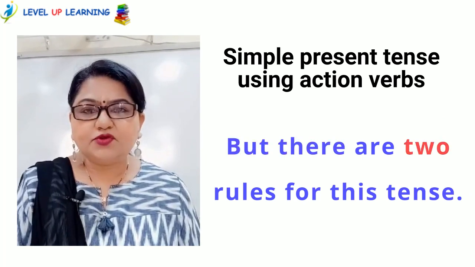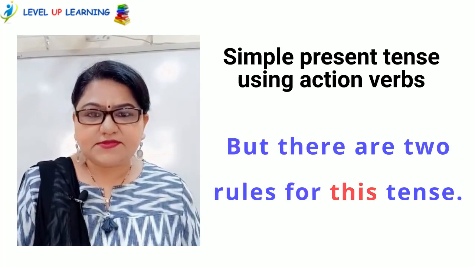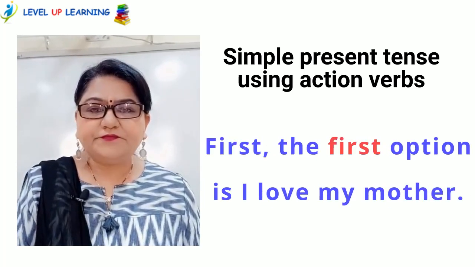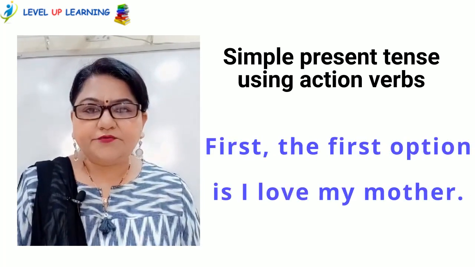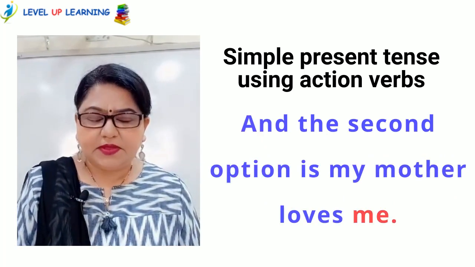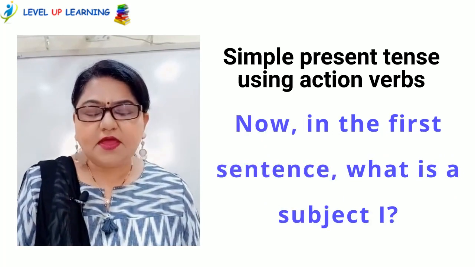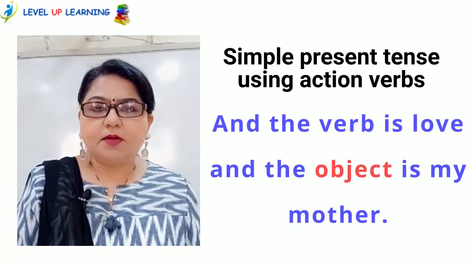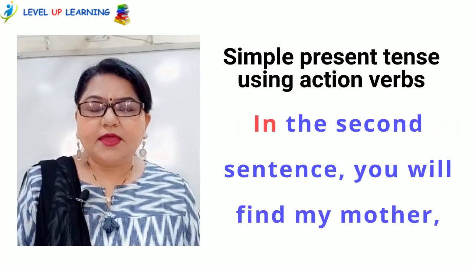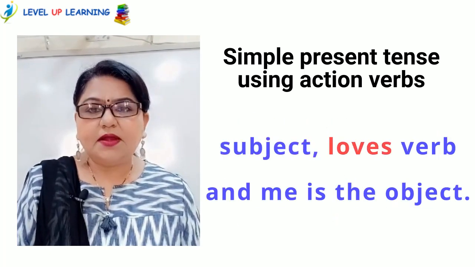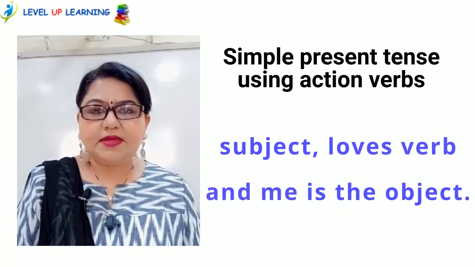But there are two rules for this tense. Basically, I want to give you two options first. The first option is I love my mother, and the second option is my mother loves me. Now in the first sentence, what is the subject? I, and the verb is love, and the object is my mother. In the second sentence you will find my mother subject, loves verb, and me is the object.